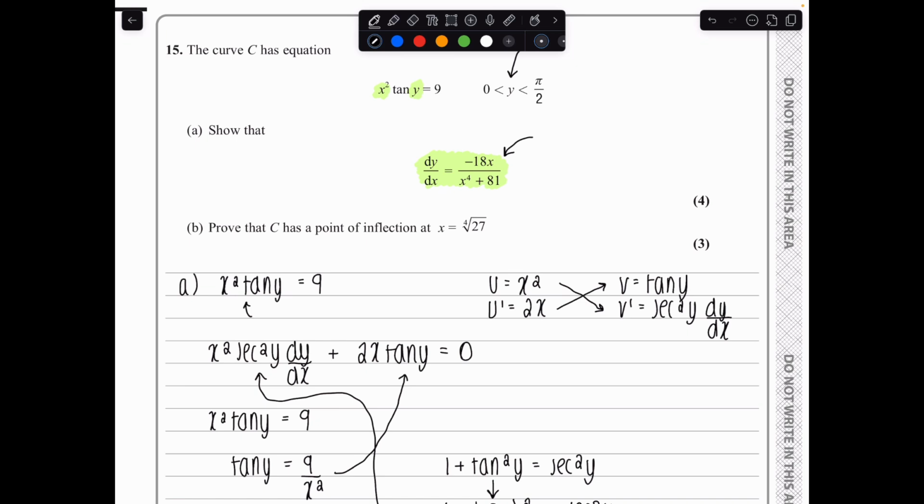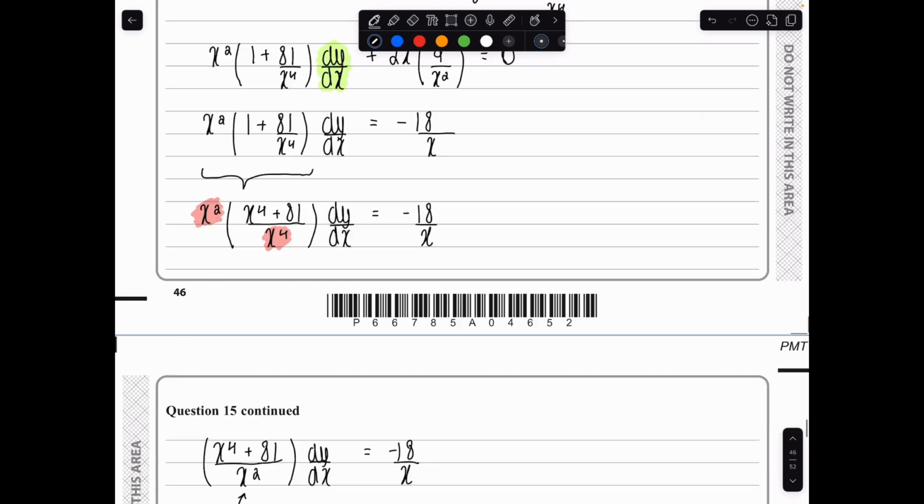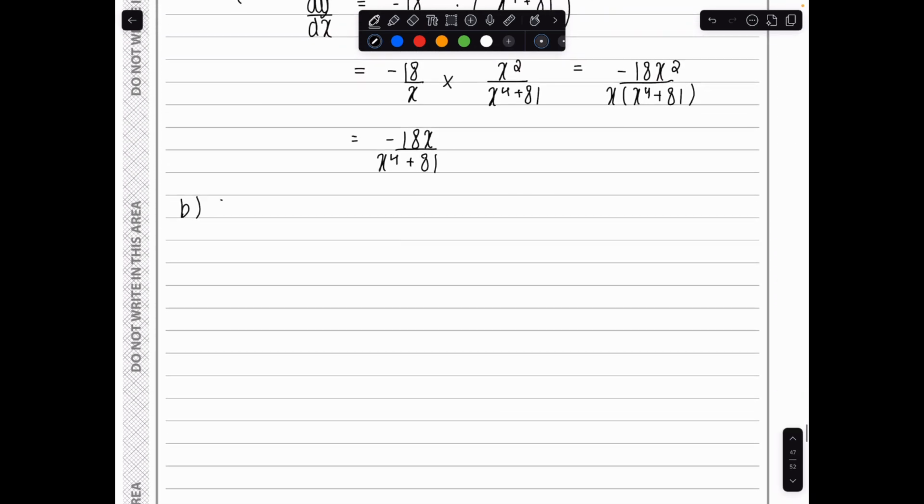But now let's have a look at what part B asks us to do. So part B is saying, prove that C has a point of inflection at the following x value. Now something that we know is the point of inflection is where our second derivative, so d squared y by dx squared, is equal to 0, and where for our particular x value, the left and the right hand side have a different sign. So one is positive and one is negative. So to see what possible value could be a point of inflection, we first need to find out what x value lets our second derivative equal 0.